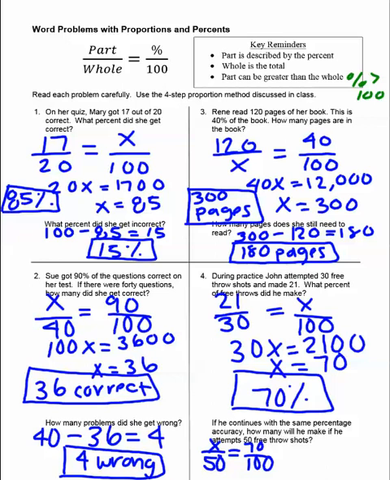So we'll get 100x is equal to 3,500. So x is equal to 35. So he will make 35 free throws.